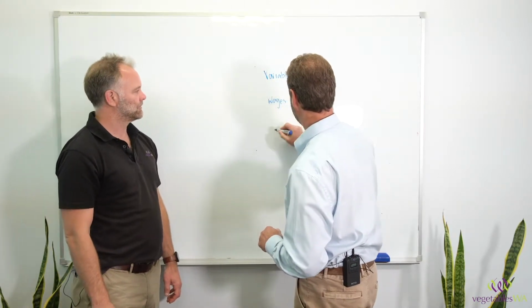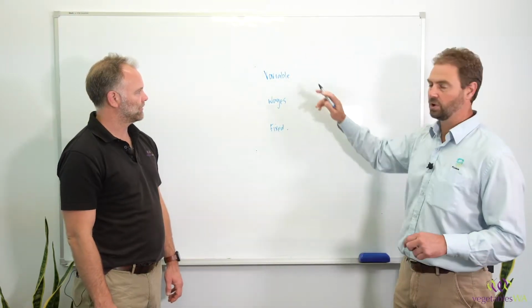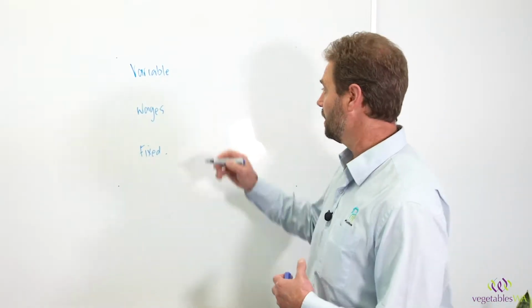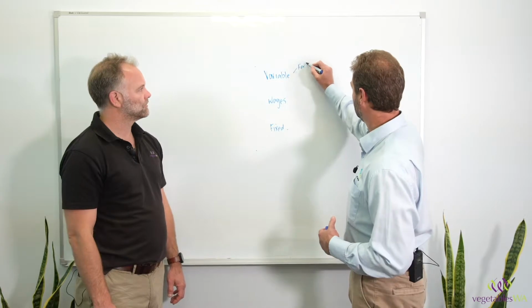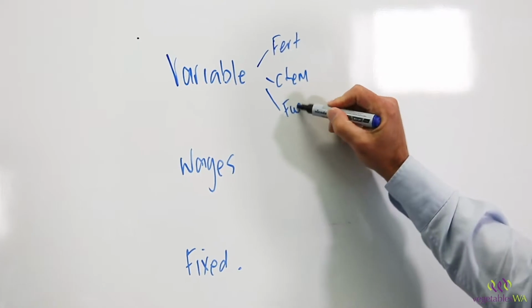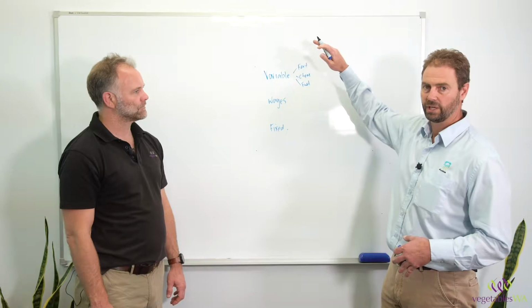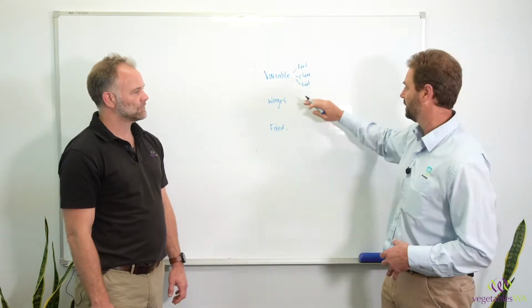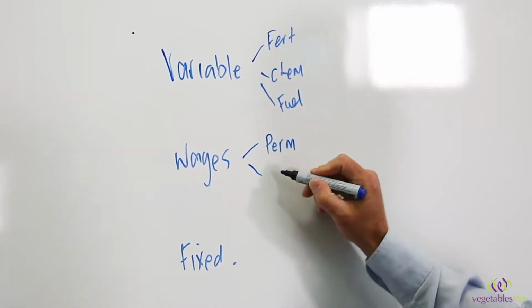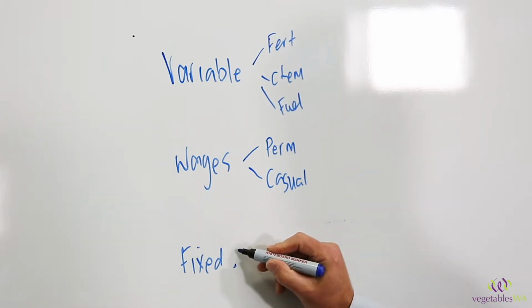wages, and fixed. So as a summary, the variable costs are anything to do with what you actually produce as an output. So things like fertiliser, chemicals, fuel. So pretty much they're variable because the more of these you use generally changes the output that you produce, or the less of them that you use. The wages are pretty much fixed, but we call them permanent and casual. And then the fixed costs are those things that are pretty much there.